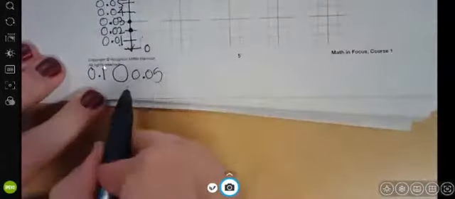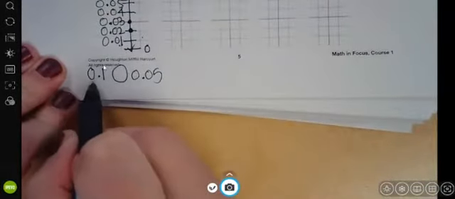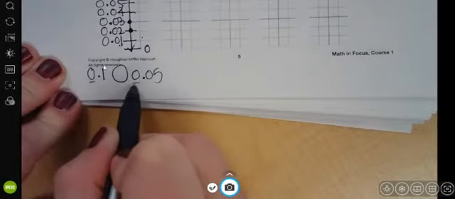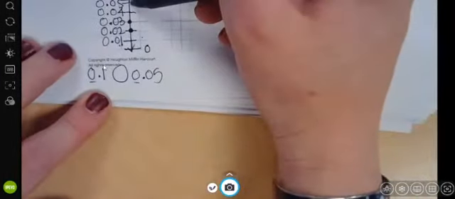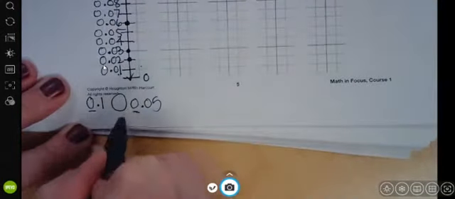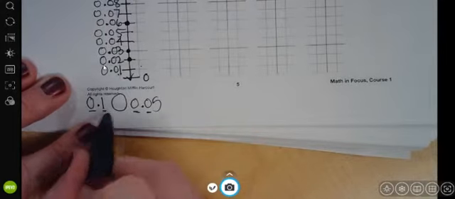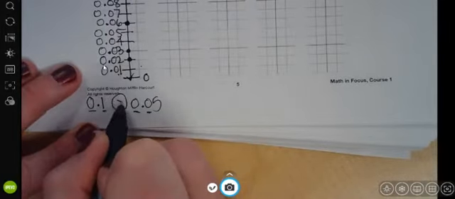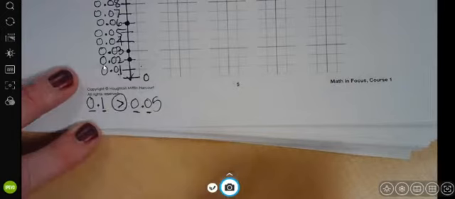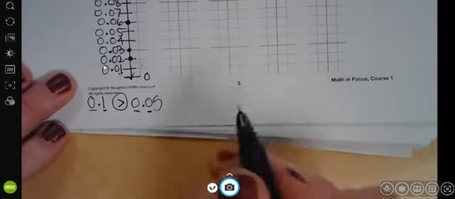So looking at the place value, we can obviously make our decision based on the number line, but we can then compare place value and say the zeros are the same. And in the tenths place, the 1 is greater than the 0. So our symbol should be greater than.